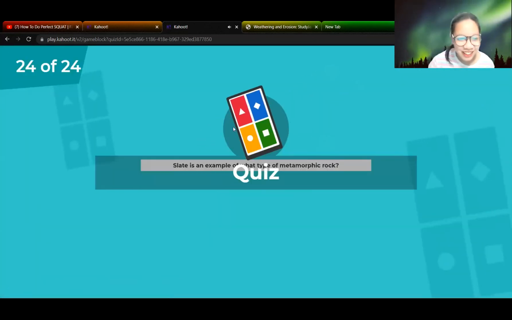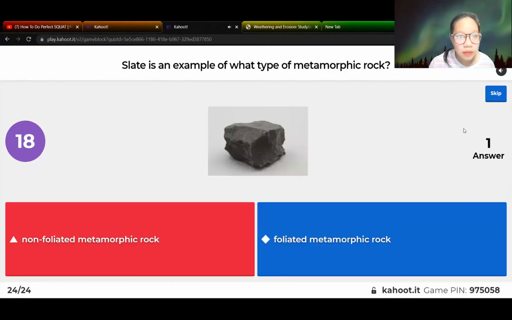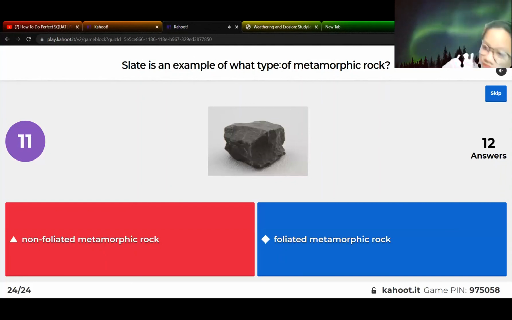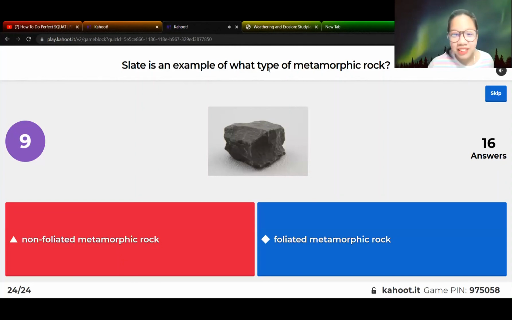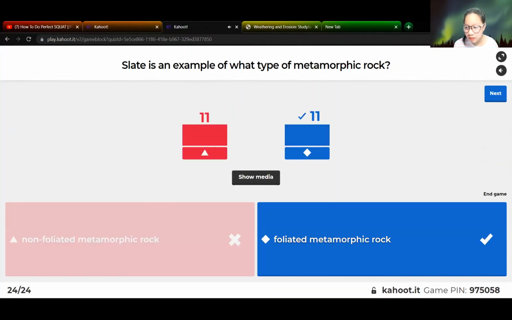I'm waiting for Nataya to make a mistake, but she's not making a mistake. How is this possible? She's not making any mistake. Slate is an example of what type of metamorphic rock? Foliated or non-foliated? Nataya, why don't you make any mistake? I'm waiting for you to go to number 2. But you see the number 1.